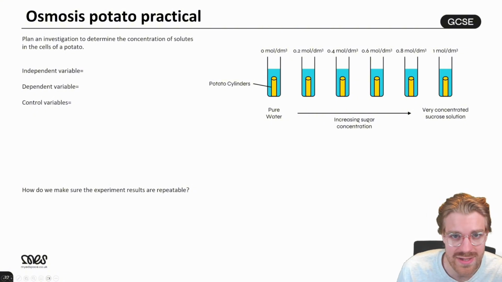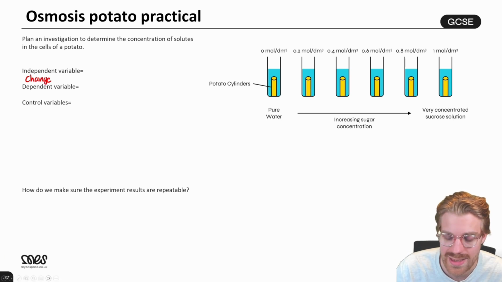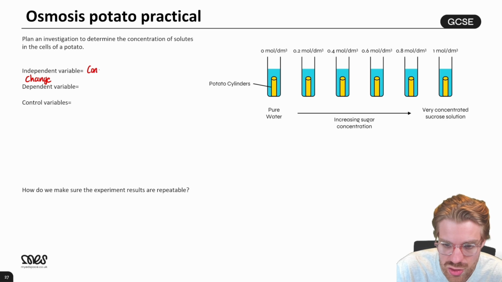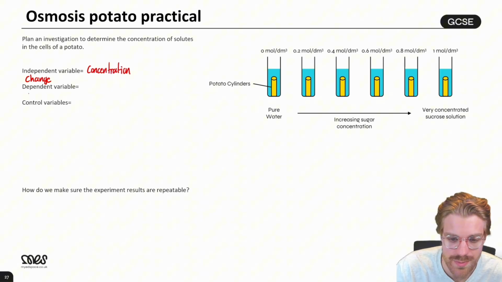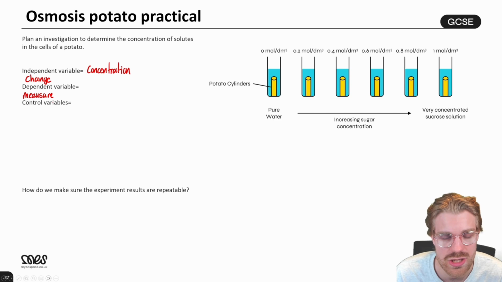Now, in any investigation, we have three different variables: our independent, our dependent, and our control variable. Our independent variable, this is what we are going to be changing in the experiment. And in this experiment, it is the concentration of the solution. The dependent variable is what we are going to measure. And in this investigation, we are going to measure the change in mass.